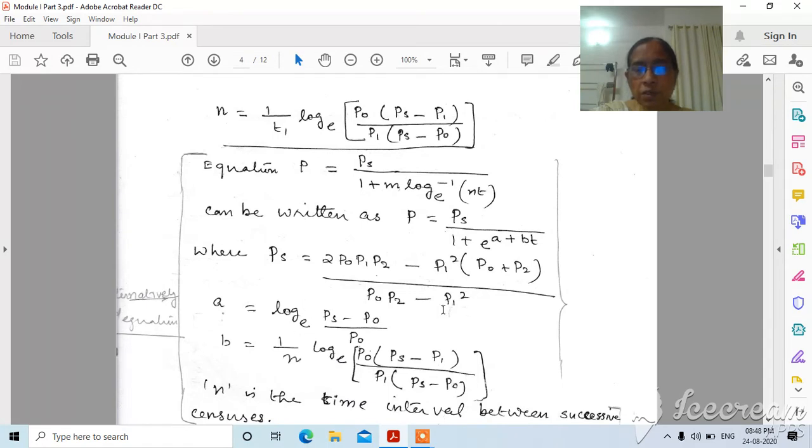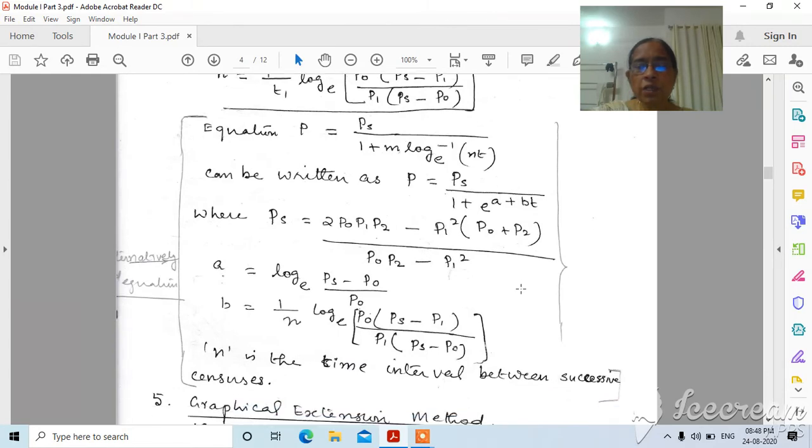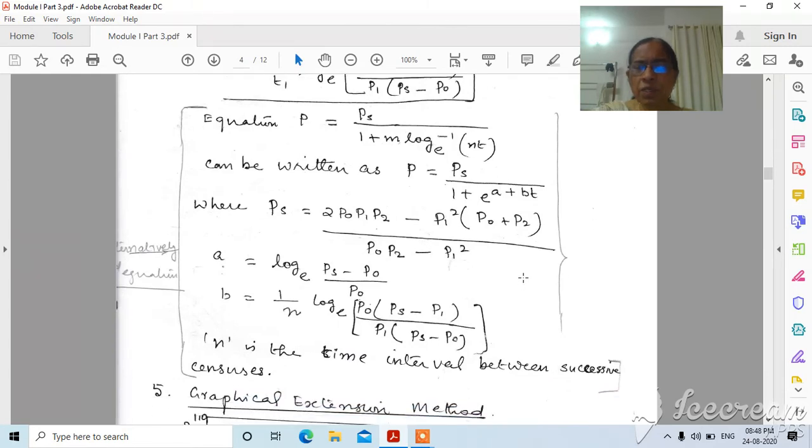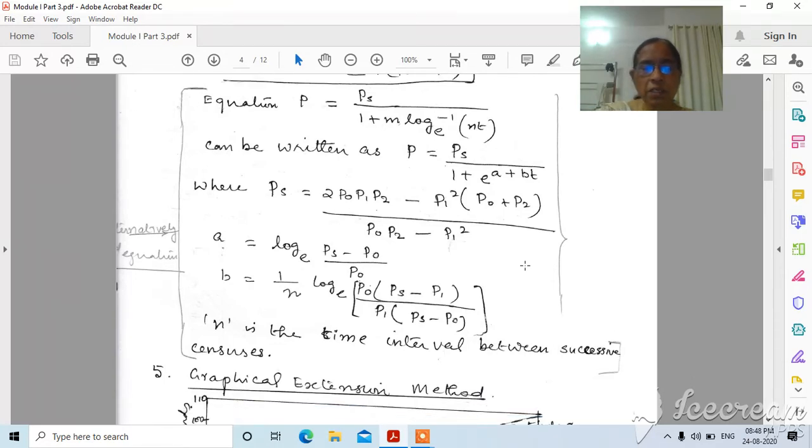So either this equation or this equation, these two equations you have to remember, then only you can do the problems. That is the standard logistic curve equations. There is nothing more to understand. It is the standard equations you have to learn, and you have to do the calculations for population projection based on this logistic curve.